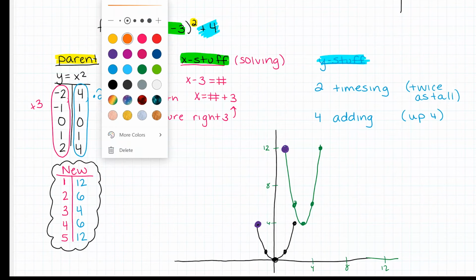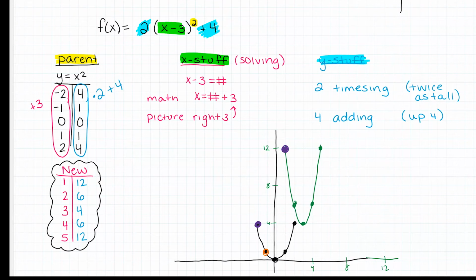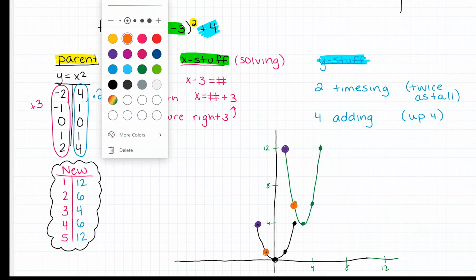Let's do another color. So this point right here, which was -1, 1, moved to the right 1, was twice as tall, and then went up 4, and, sorry, right 3. And it became this orange point. We could do this with all of the points.